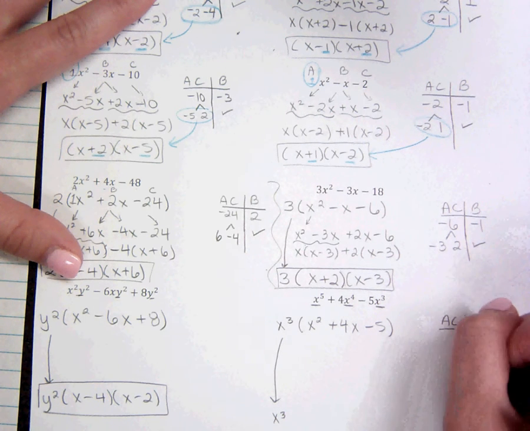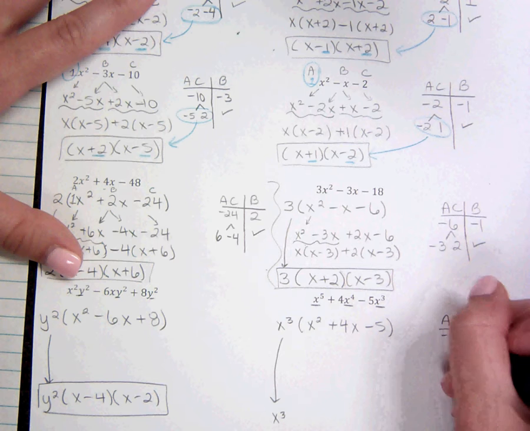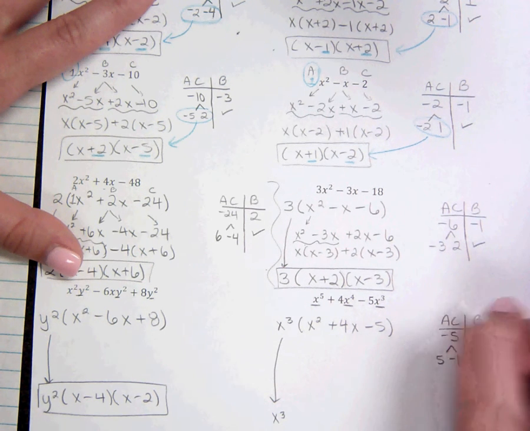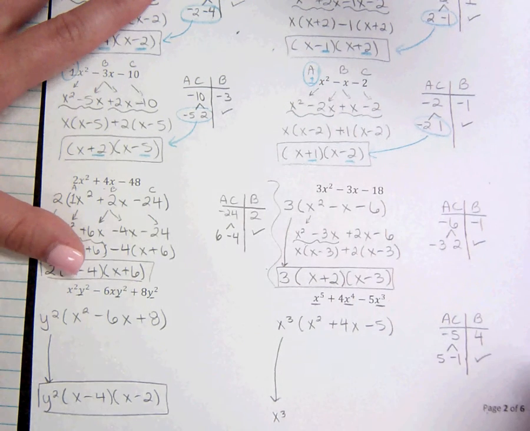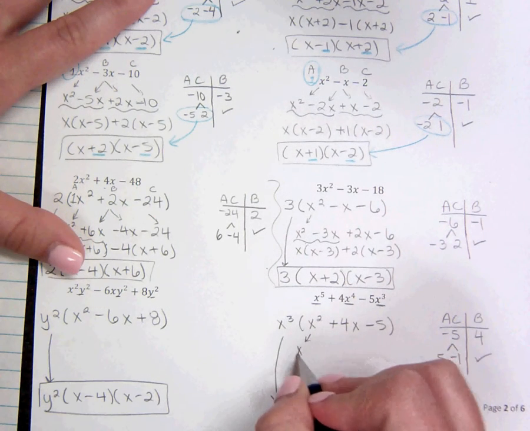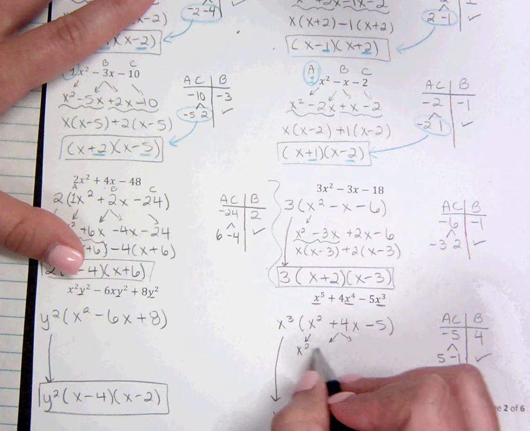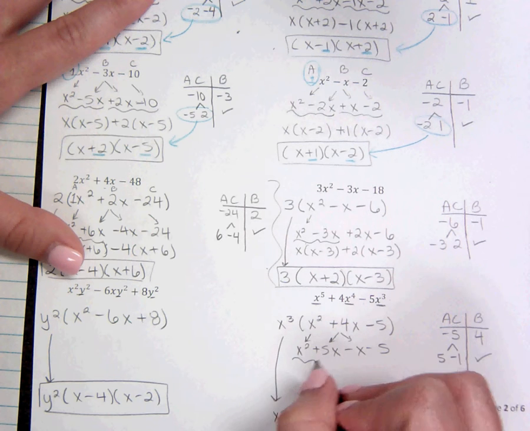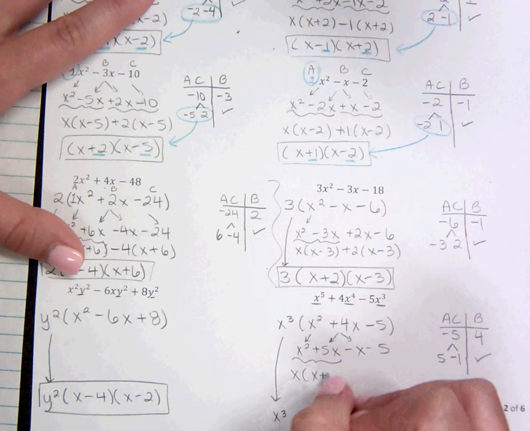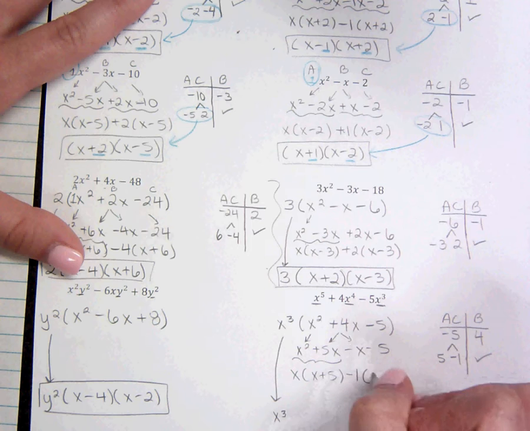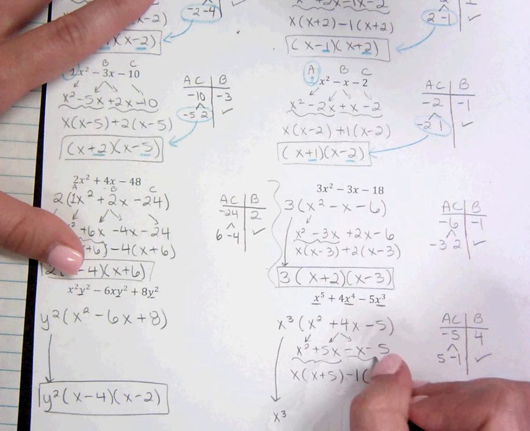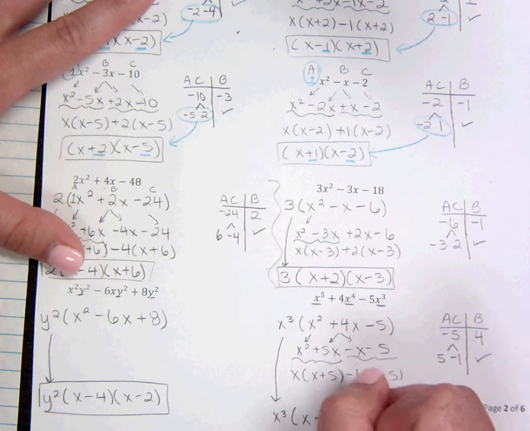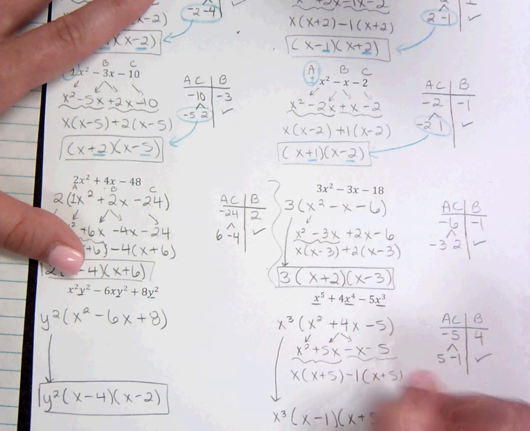I will set up my chart. AC will be negative 5, B is 4. So positive 5 and negative 1 will do the trick. I'll use those to split the middle term. I'll do my grouping. Take out a negative 1 for that second group. And I'll have x to the 3rd from the beginning times x minus 1 times x plus 5.